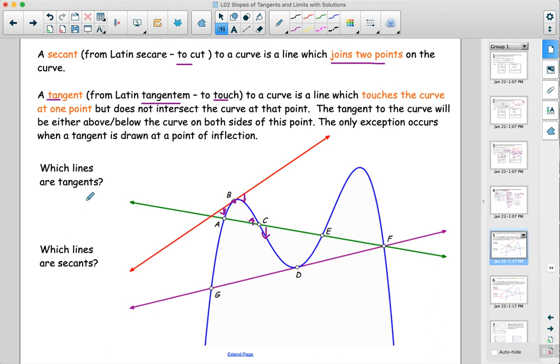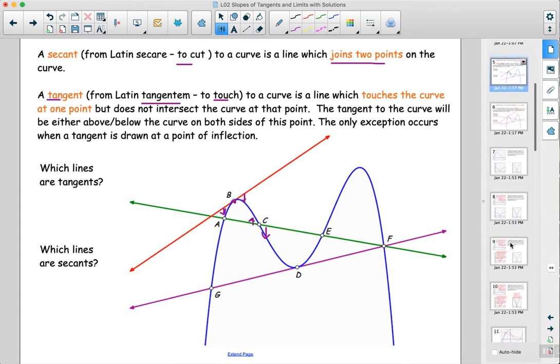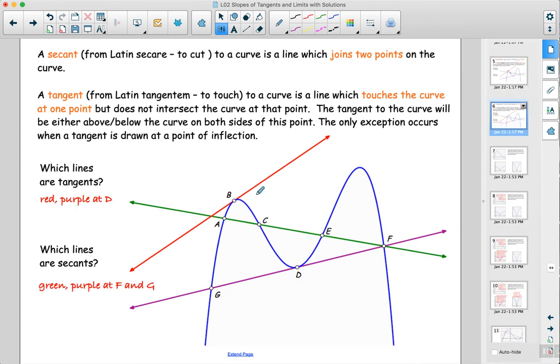And so which of these lines are tangents and which of these lines are secants? And again, you can control the timing. I'm just going to move forward. So the red line is tangential right there at the point B, and the purple line is tangential at the point D. Now taking a look at the green line, none of those are points of tangency.